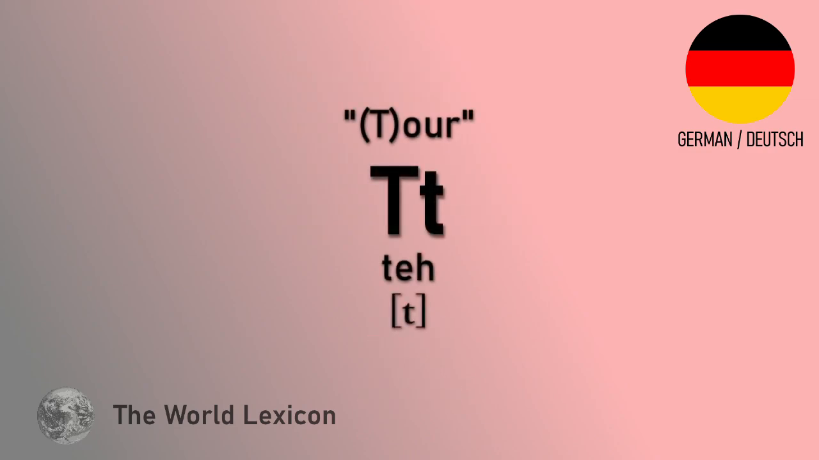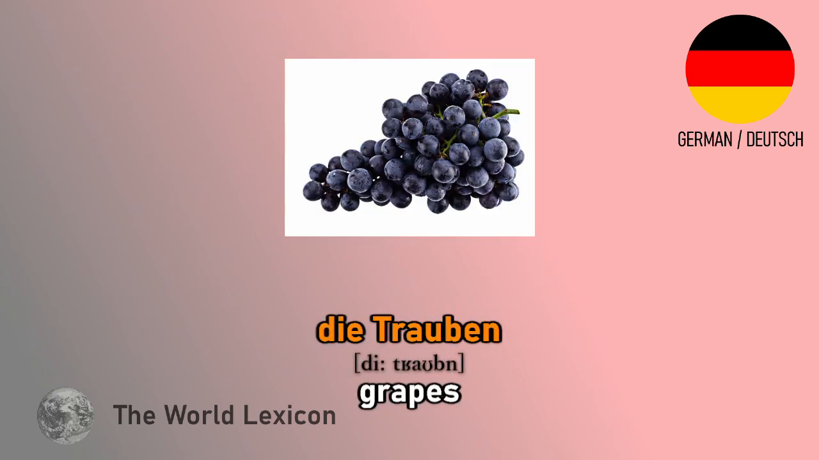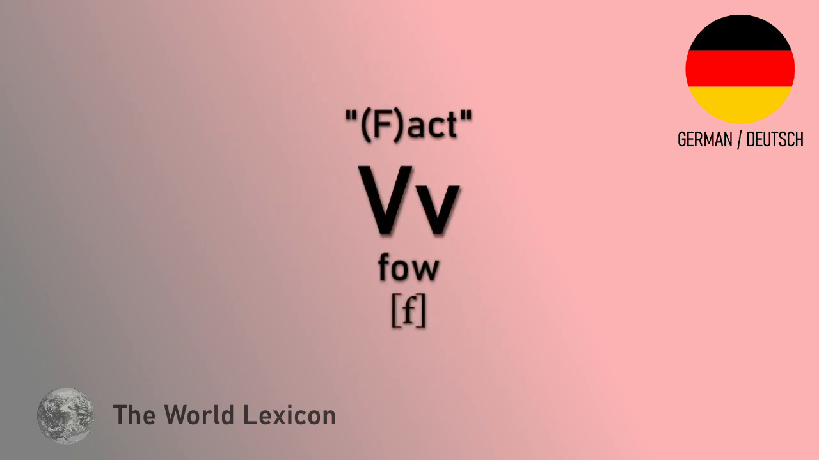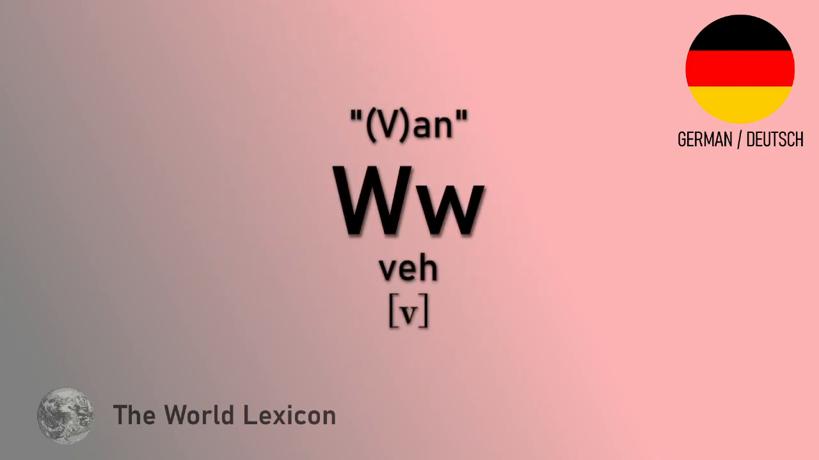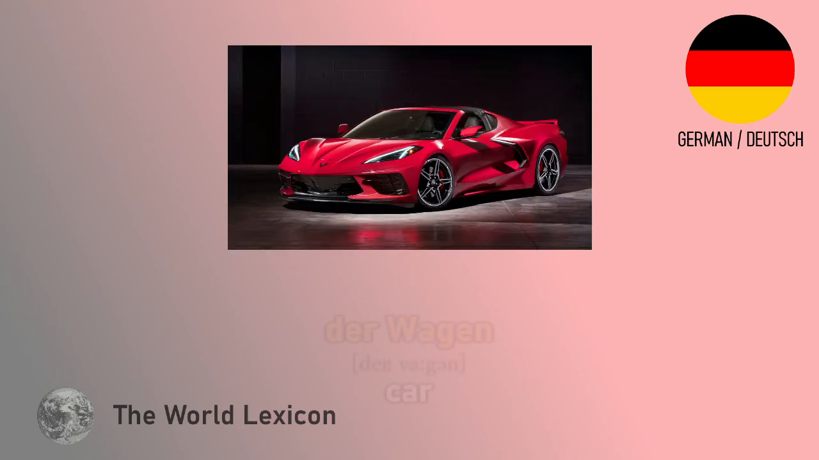This is Te. Die Trauben. This is V. It's kind of like an F sound. Das Vogel. This is V. It's like the English V. Der Wagen.